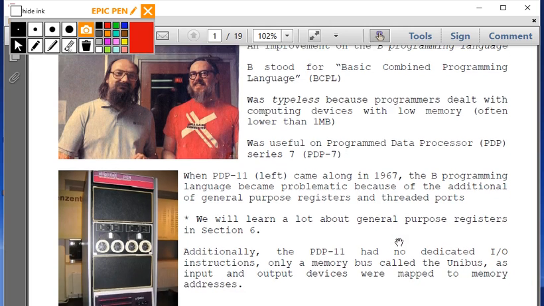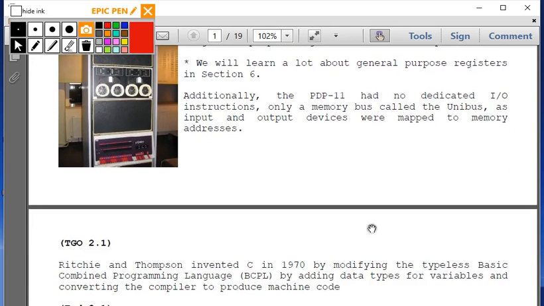And so, the PDP had no dedicated I/O instructions, only a memory bus called the Unibus, and the input and output devices were mapped to memory addresses. So we're going to be learning a lot about load word and store word operations in this course, and so that's where that comes into play.